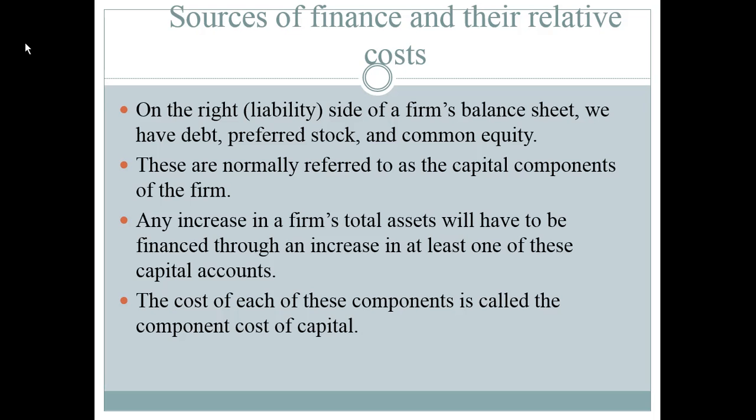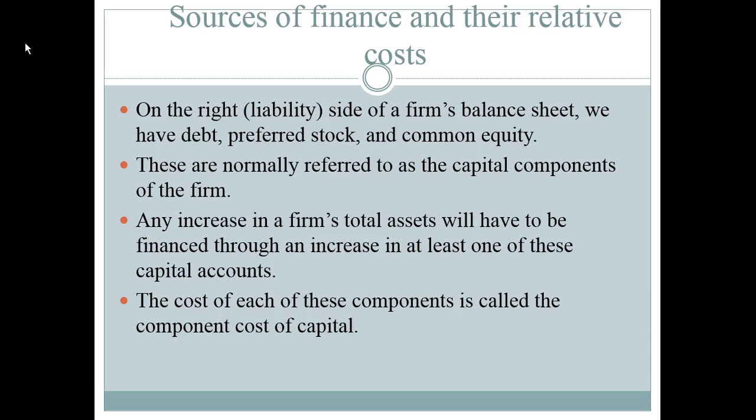Okay, so in the balance sheet, we've got the asset side and the liability side. On the liability side, that is where we have our debt, that is where we have our equity, that is where we have our preferred stock. Any increase in the firm's total assets will have to be financed through an increase in at least one of these capital accounts.